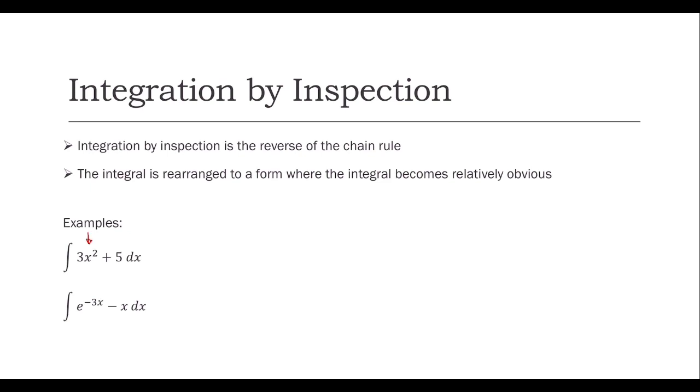So for this one, we have the integral of 3x squared plus 5. We know the derivative of x cubed is 3x squared. So our integral of 3x squared is going to be x cubed. And then the integral of 5 is 5x because you just add the x. And then you can't forget your plus c. So that would be the integral of that.